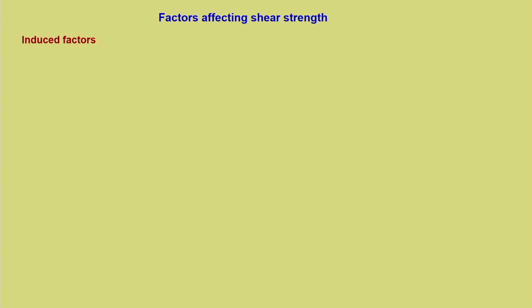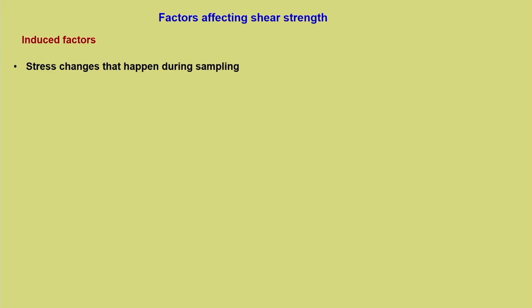Induced factors. So, whatever we have discussed so far occurs on its own, we are not doing any additional thing that will affect the shear strength. Induced factors include stress changes that happen during sampling. We have again seen this with an example, what happens during sampling. Initial state imposed before testing. This also is governed by us, what type of initial state we tend to give. Maybe it is an isotropic or anisotropic consolidation. So, all these possibilities are there.